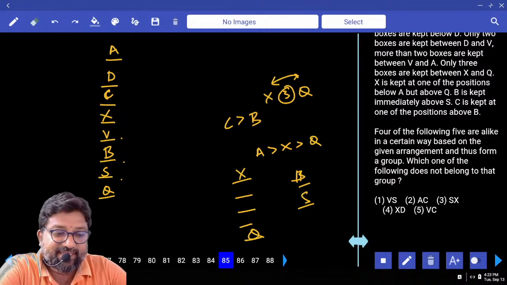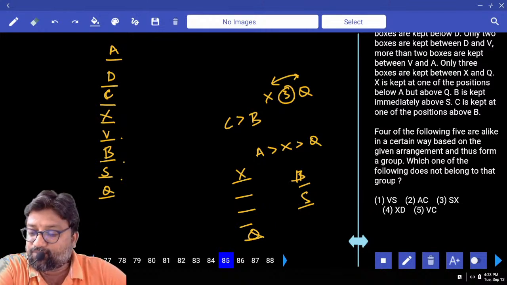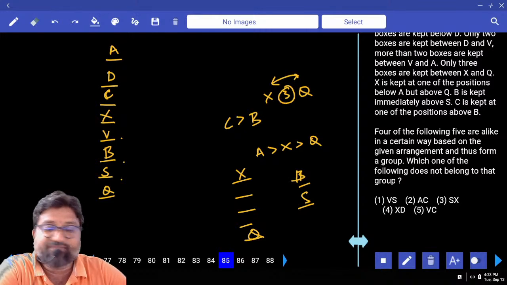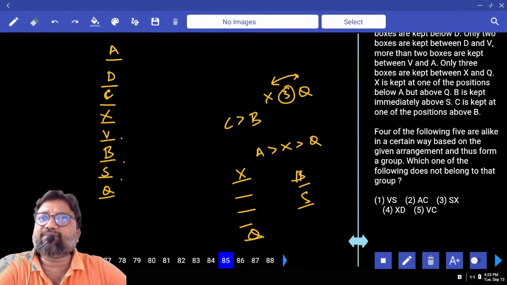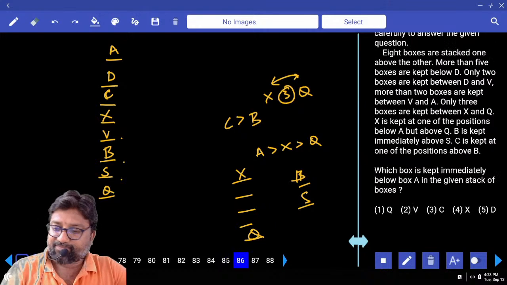S and X there is a gap of 2. X and D gap of 1. Obviously I can mark my answer as option.